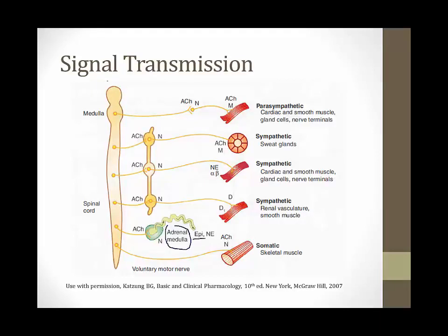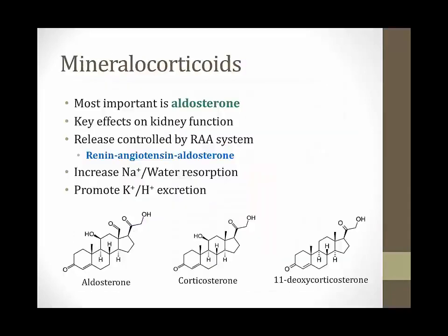It releases epinephrine and norepinephrine into the systemic circulation, and it's a very important component of the fight or flight response as mediated by the sympathetic nervous system. It is activated by the neurotransmitter acetylcholine via nicotinic receptors. Now what I'm going to do is go through the different groups of hormones released by the adrenal cortex, and I'll start by talking about the mineralocorticoids.